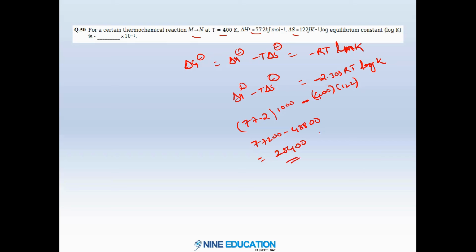This is the enthalpy in joules you got. There is no minus here. So here we have minus 2.303 nRT, so 25 by 3 into temperature 400 into log K. I'm sure all of you will take a little time to calculate, so I'm writing the direct value. Log K is minus 3.7 approximately. The question asks only for log K, so no anti-logarithm is required. So it is minus 37 into 10 power minus 1, so 37 shall be the answer.